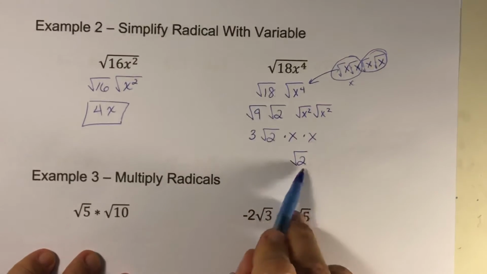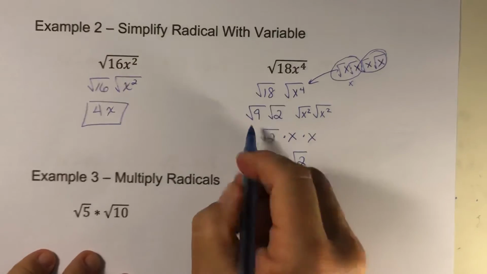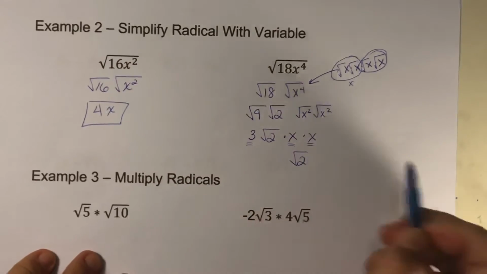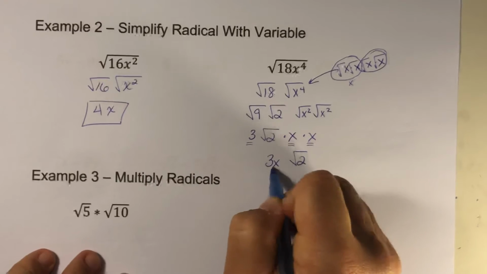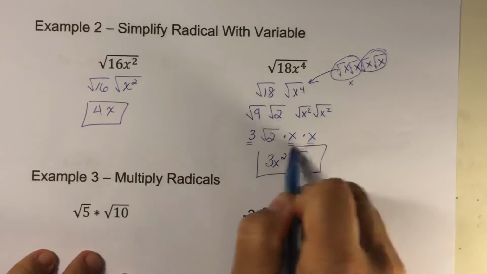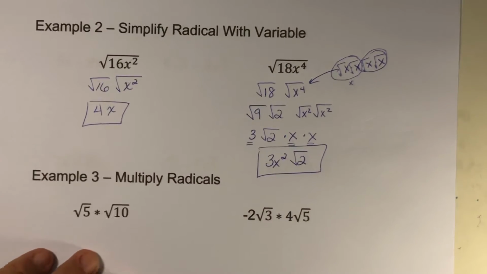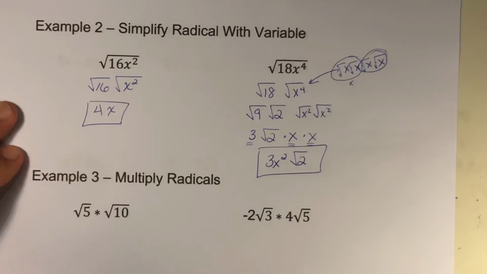I'm going to leave radical 2 to the right, and I'm going to have 3 times x, which is 3x squared, radical 2. Believe it or not, that is the simplified answer. All right, let's move on.